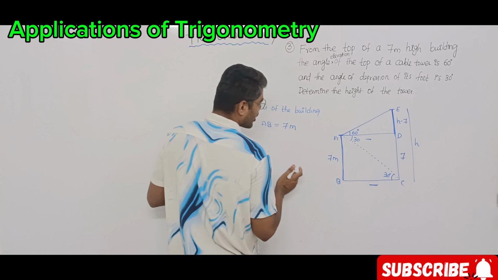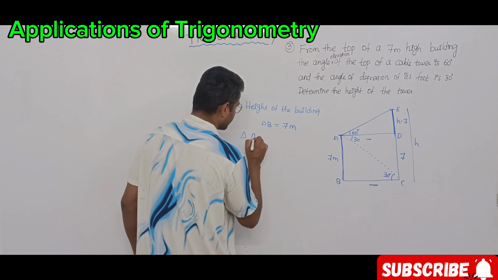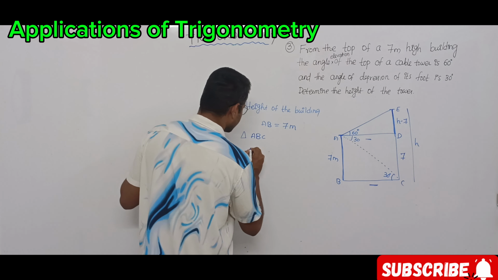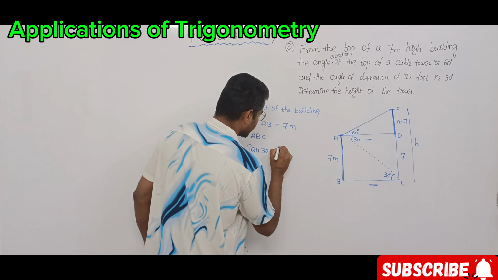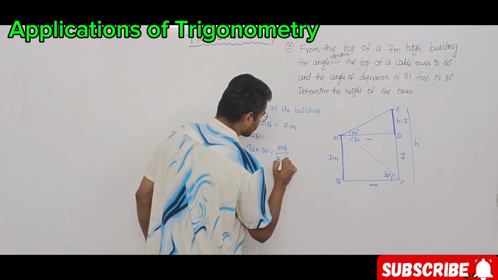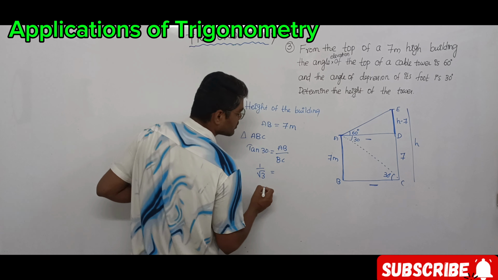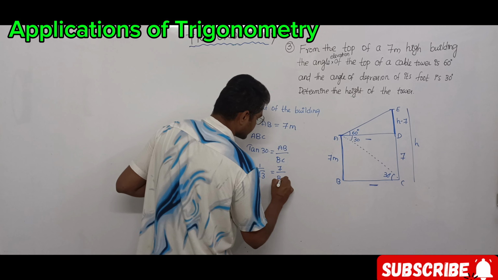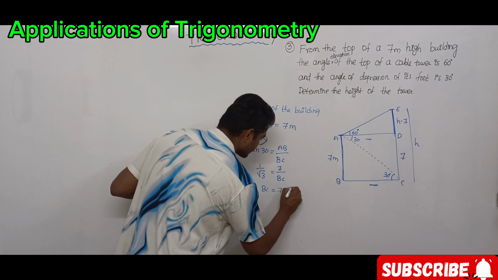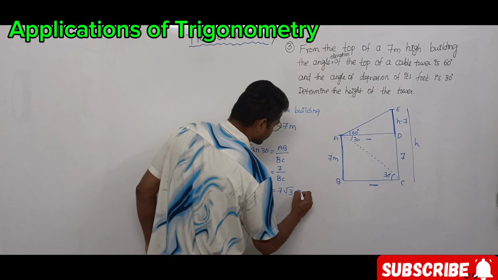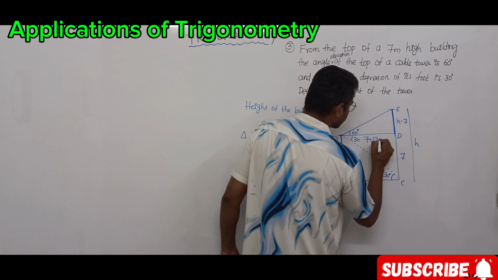First we have to find BC. How do we find BC? By taking triangle ABC. In triangle ABC, tan 30 equals opposite by adjacent, AB by BC. The tan 30 value is 1 by root 3, equal to AB, 7, by BC. So now cross multiply. BC equals 7 root 3 meters. I got BC. If it is 7 root 3, this is also 7 root 3.